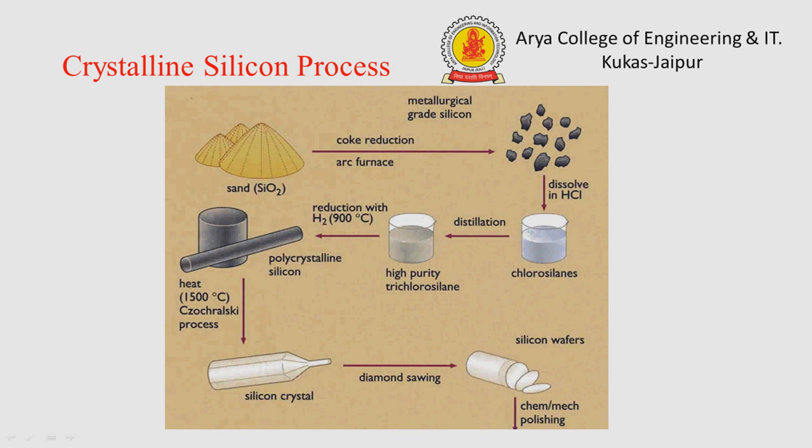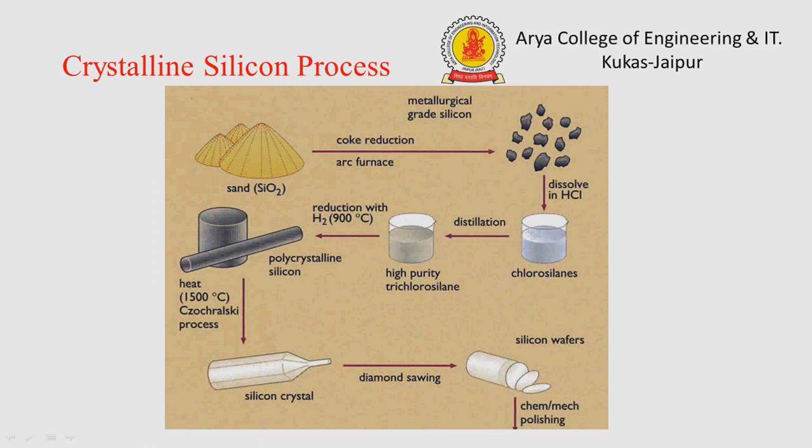The main source of crystalline silicon is sand, which is known as SiO2. This SiO2 goes into an arc furnace, and here we get metallurgical grade silicon. This metallurgical grade silicon is dissolved in HCl, and here we get chlorosilane. This chlorosilane is distilled, and after that distillation we get high purity trichlorosilane.